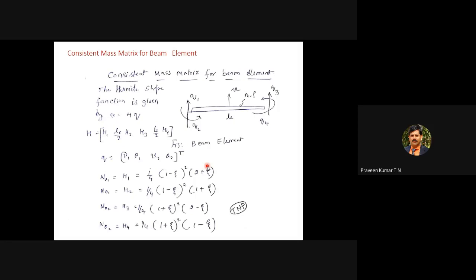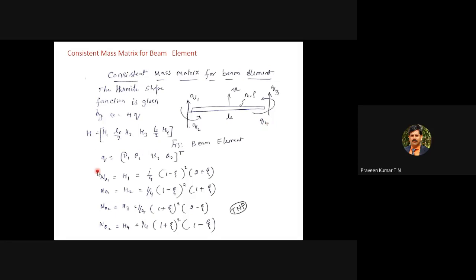Then the consistent mass matrix for the beam element. You are familiar with the beam structure. Q1 is nothing but V1, the vertical deflection. Q2 is the angular rotation about node 1. Then the density of the material is rho. The area of the cross section of the beam is A. At node 2, the vertical deflection is given by Q3, which we can also refer to as V2. And the angular rotation about node 2 is given by Q4, that is your theta 2.